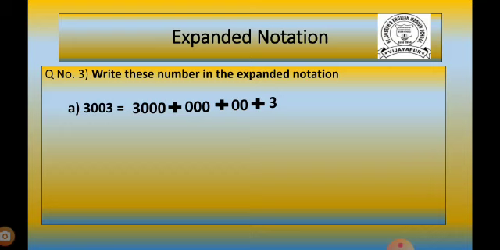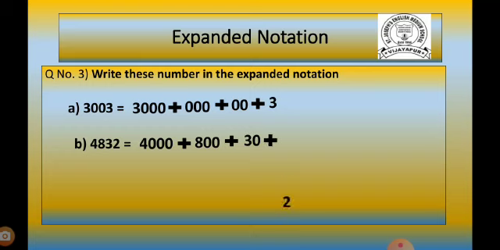One more example we'll do, that is 4832. Here 4 is in the thousands place, 4000, plus 8 is in the hundreds place, 800. 3 is in the tens place, 30. Then 2 is in the ones place, it is 2. So 4000 plus 800 plus 30 plus 2 is the expanded form of 4832. These are the 3 main questions we have learned in this concept.